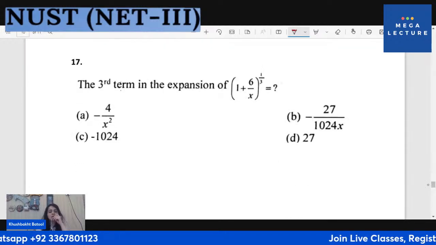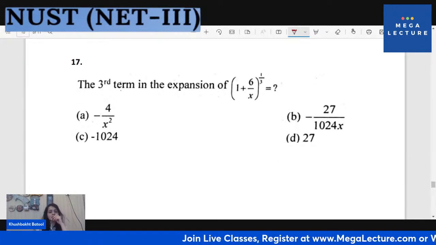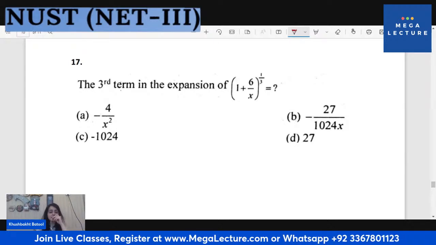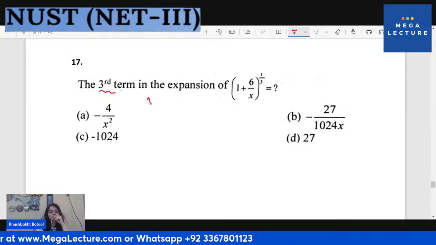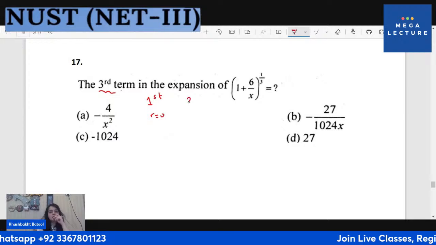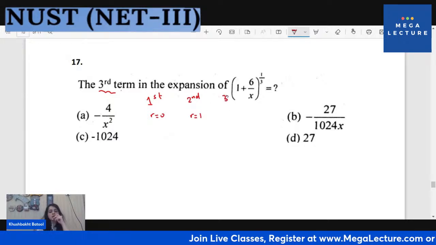All right. Let's talk about the 17th question. Now it says the third term in the expansion of this is. Now, if it is the third term, for the first term, r is 0. For the second term, r is 1. So for the third one, it would be r equals 2.